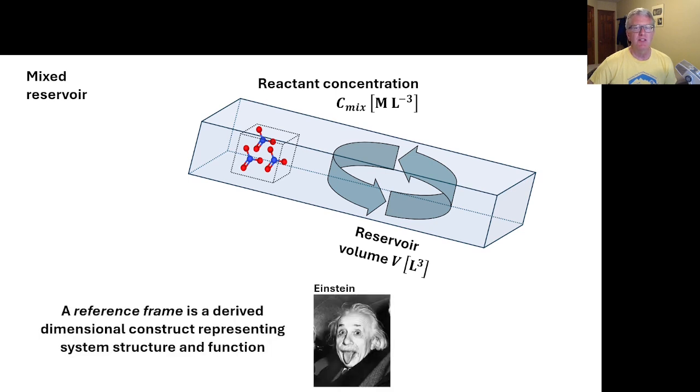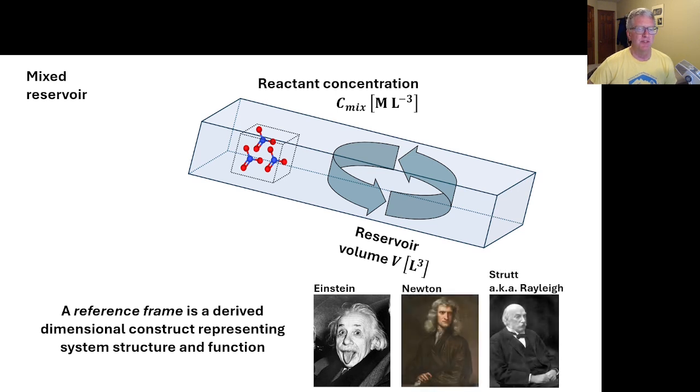This collection of related derived dimensions illustrate why we are calling this a reference frame. A reference frame is a derived dimensional construct that allows quantification of a given conceptual model for system structure and function. The idea of reference frames was perhaps most famously used by Einstein in describing the special theory of relativity, though we perhaps use a more liberal definition of the term here. The quest for transferable dimensional reference frames goes back at least to the principles of Newtonian mechanics and has been directly promoted by the likes of John Strutt or Lord Rayleigh through the pursuit of similitude.